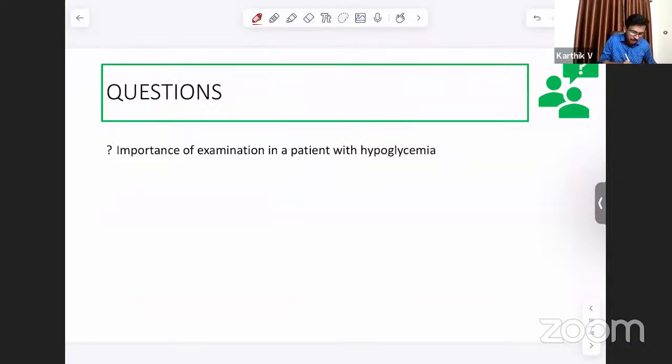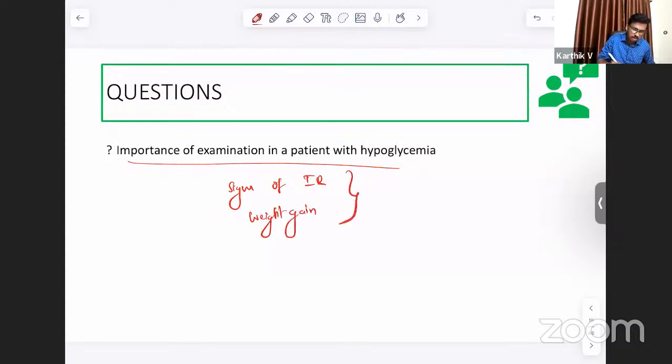Right. So importance of examination in a patient with hypoglycemia. One, signs of insulin resistance, weight gain, this could suggest hyperinsulinemia.